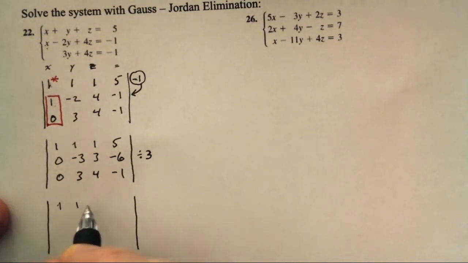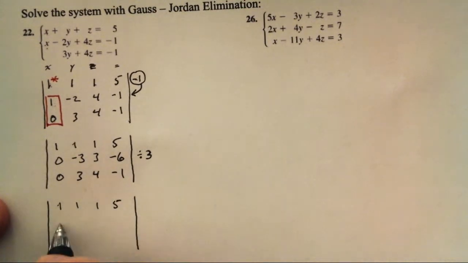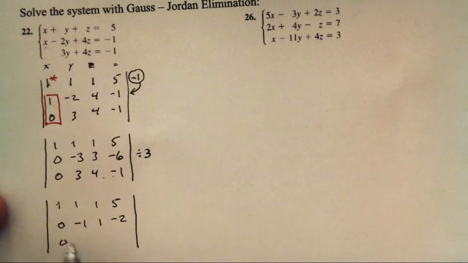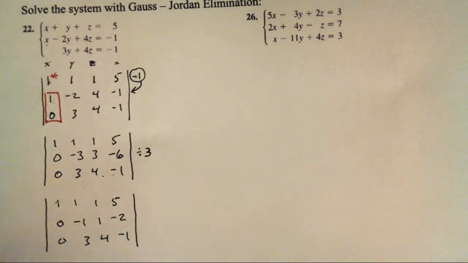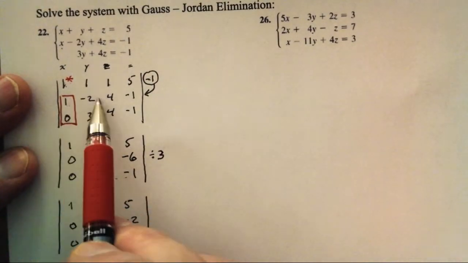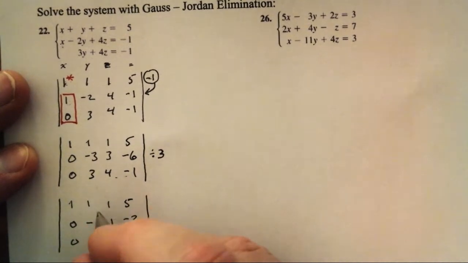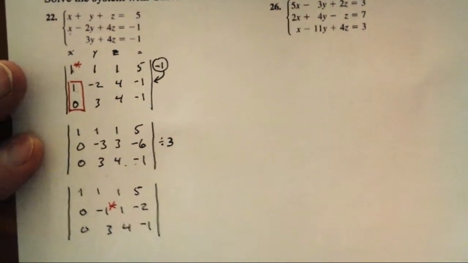So first row staying the same. Second row becomes 0, -1, 1, -2 when I divide it by 3. And last row I can't clean it up any without going to fractions. Now my next step, new hired hitman, as I said, I go right down the diagonals. So here's my new hired hitman right here.